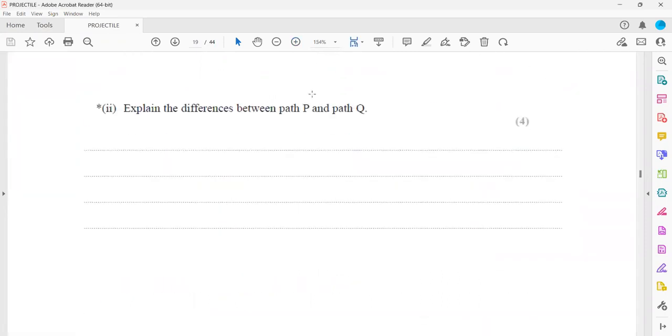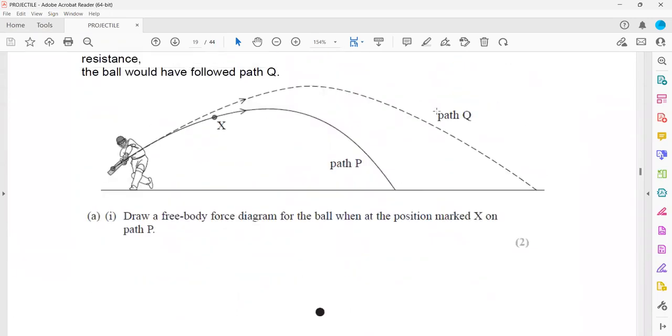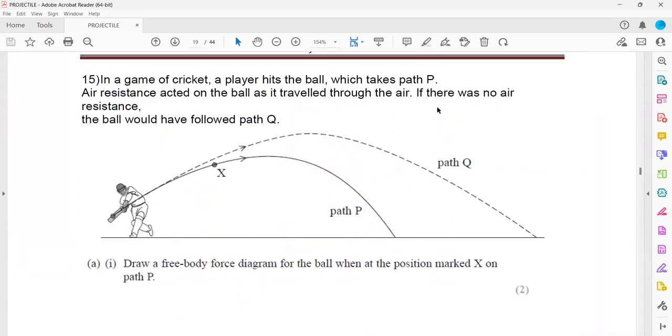Next question, explain the differences between the path P and Q. So what are the differences between the path P and Q? For path P, you can see there's a shorter range as compared to that of Q. The range is smaller. What is the reason why the range is smaller? Because the air resistance opposes the motion, so the horizontal component decreases. So the range of P is shorter than Q.